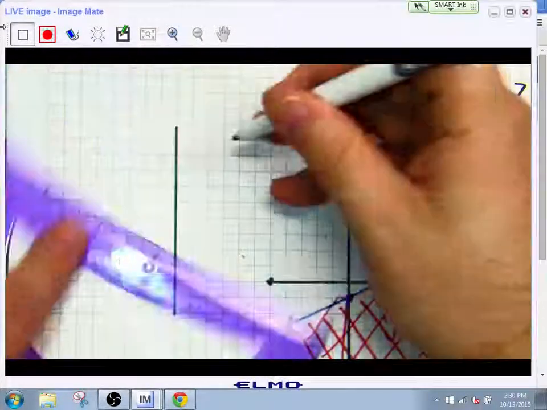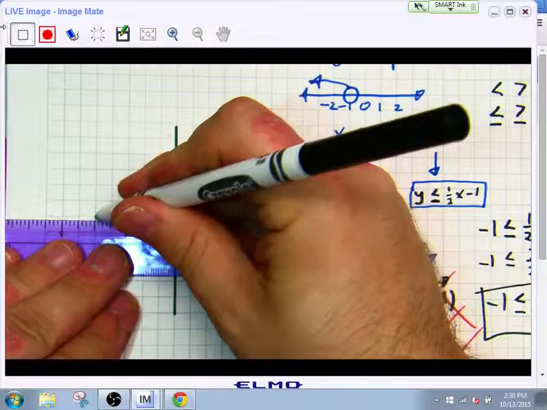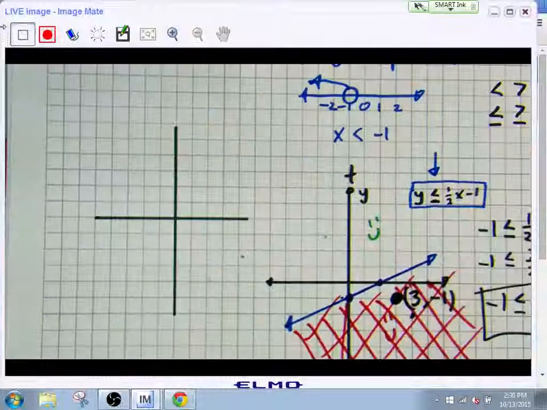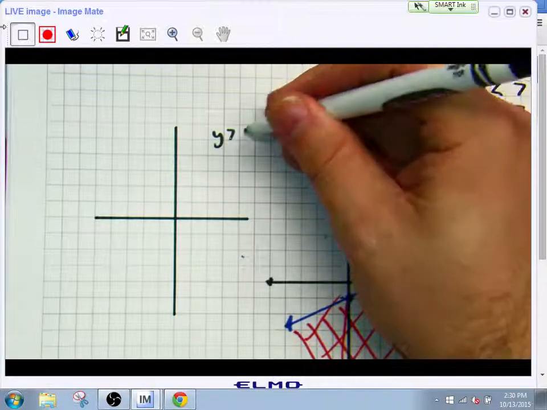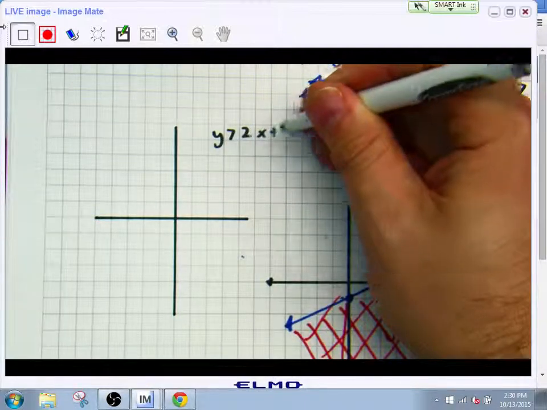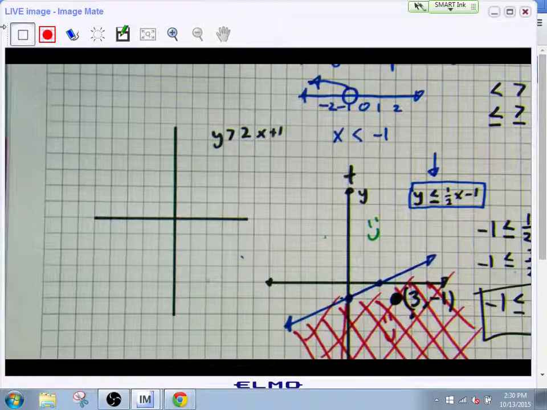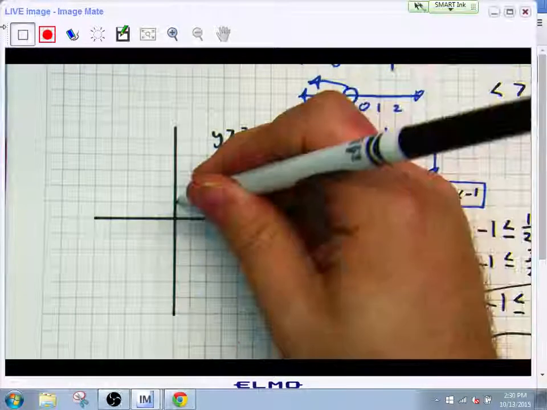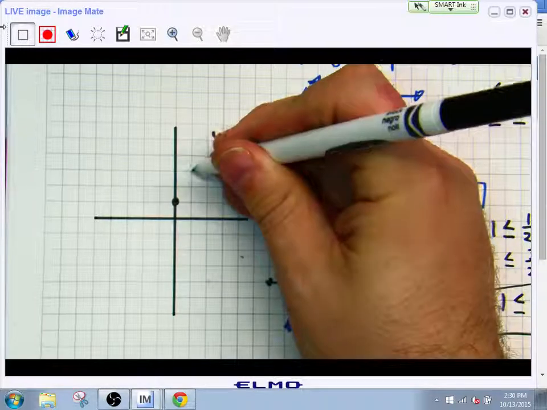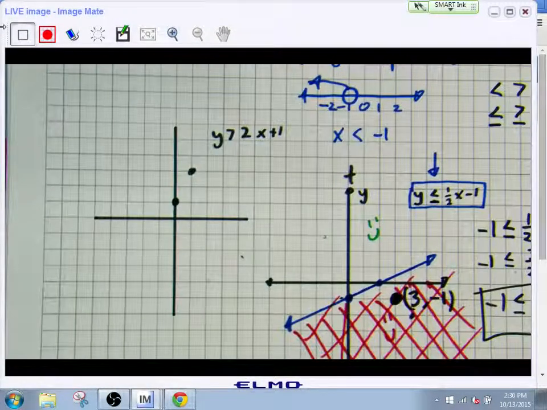All right, let's do this. Okay, and so now maybe I have y is greater than 2x plus 1. I'm just making that up. Okay, so now I'm going to do the same thing I normally do. I'm going to go to my b, which is 1. Then I'm going to go up 2 over 1. Okay, I have 2 points now. I can make a line.